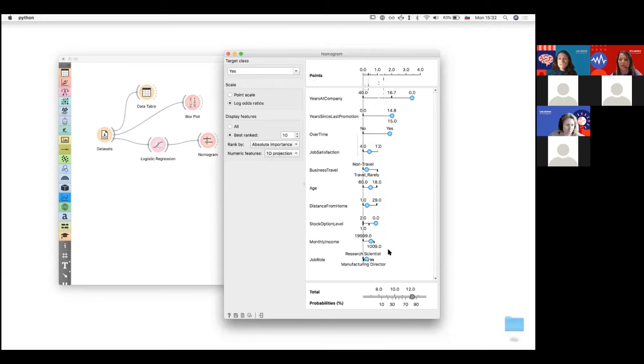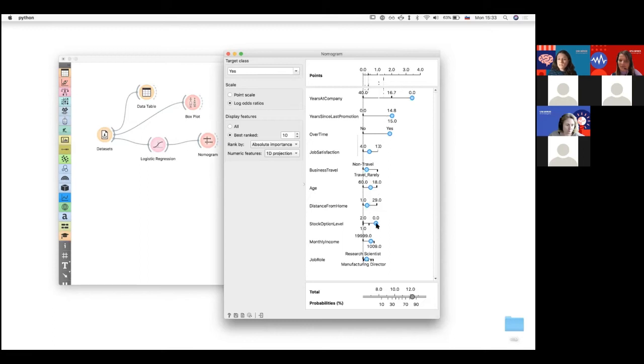So what does nomogram do? First, it lists attributes by importance. So at the top, I see how important the variable is, and then the importance gets lower, and the importance is reflected by the length of the line. Also, we start with an average person, like an imaginary average employee. And then when we change the attributes of this person, so change how long has this person been with us, how long has it been since last promotion, we also affect the probability that such a person will quit.